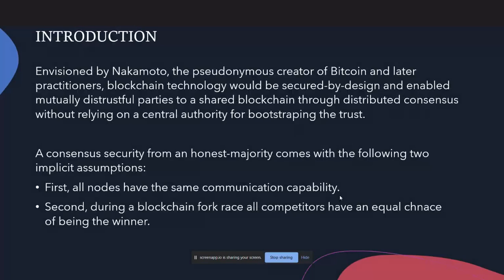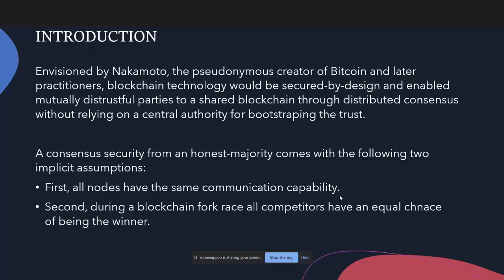Let's have the introduction. Envisioned by Nakamoto, the pseudonymous creator of blockchain, Bitcoin, and later practitioners, blockchain technology would be secured by design and enable mutually distrustful parties to share a blockchain through distributed consensus without relying on a central authority for bootstrapping the trust.